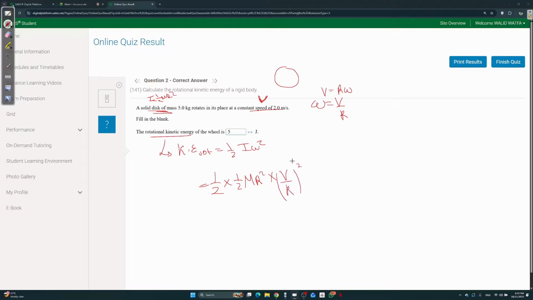Now, what can you realize? This will become v squared over r squared, right? Now, can't I cancel r squared with r squared? Yes, I can. So it's going to be half times half is 1 over 4 times mv squared. So it's going to be 1 over 4 times the mass 5 times v squared, which is 2 squared, and you get 5 joules.